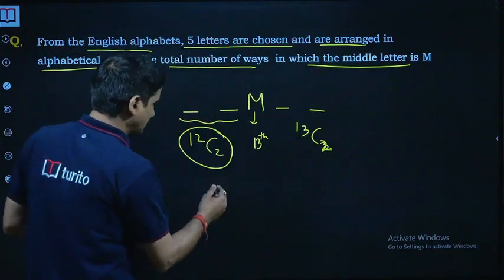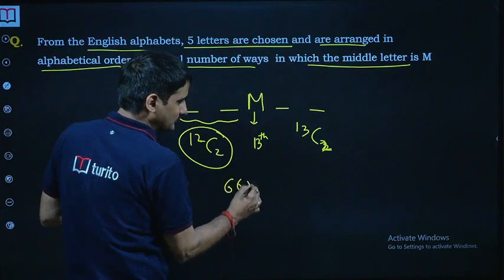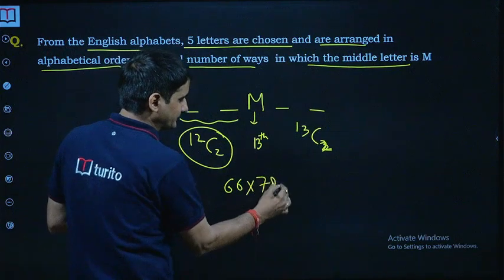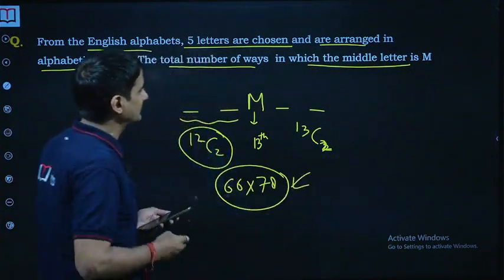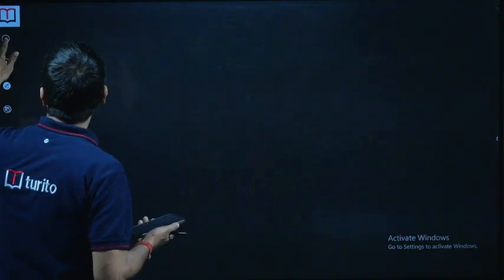Okay, so the total number of ways are 12C2. How much is that? 6 into 13, 13C2 is how much? 13 into 6, 78. That's the total number of ways. It's a big number here, isn't that? But that's what we get here. Fine. So that's the question here.